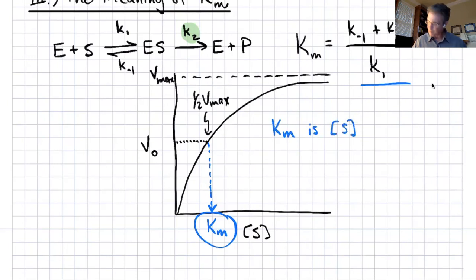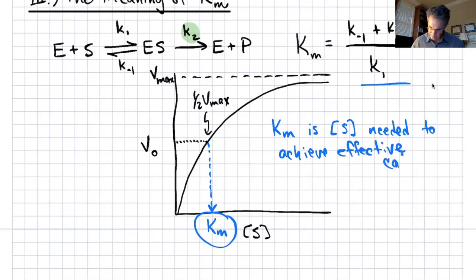Which means a relatively simple and always correct way to think about Km is that the Km is the concentration of substrate that's needed to achieve effective catalysis, right? So that gives you an operational measurement. If you're reaching about 1/2 of the maximum rate the enzyme can go, the amount of substrate you need to get there tells you something about how well this enzyme is working under a given set of circumstances for a given amount of substrate.